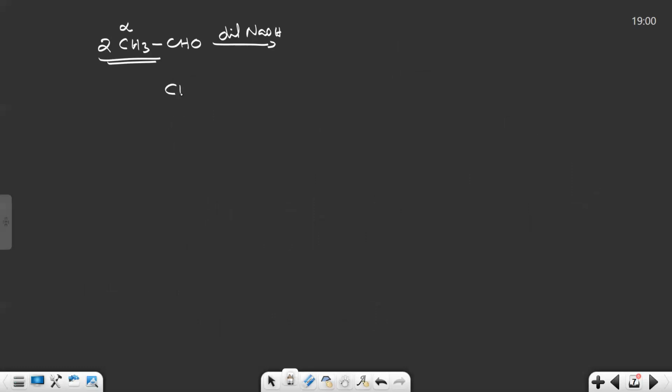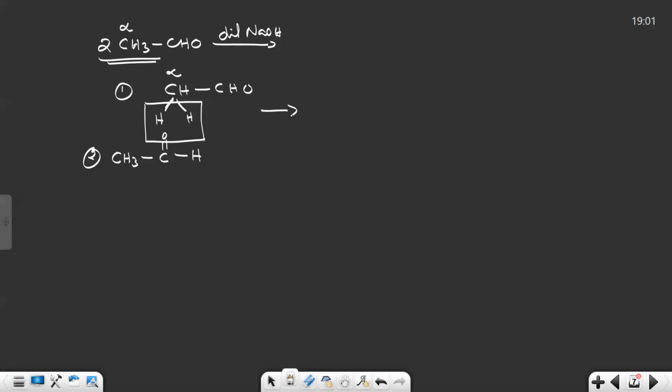Write the compound CH3CHO with the two alpha hydrogens like this. So this is the first molecule, and I wrote the two alpha hydrogens with bonds. The second molecule, just write it below it like CH3 C double bond O, H. So this is the first molecule of aldehyde and this is the second molecule of aldehyde, and these are the alpha hydrogens.